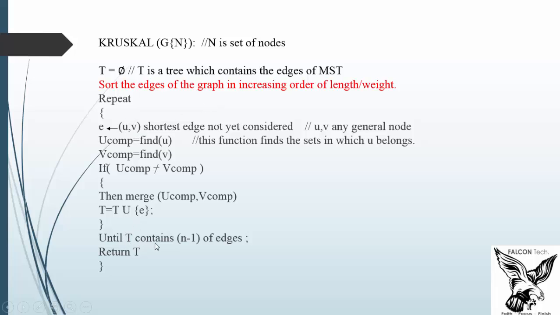Repeat until T contains N minus 1 edges, then return T. Here N is the number of nodes or vertices. And the most important thing is to remove all loops and parallel edges from the graph at first. Let's take an example.